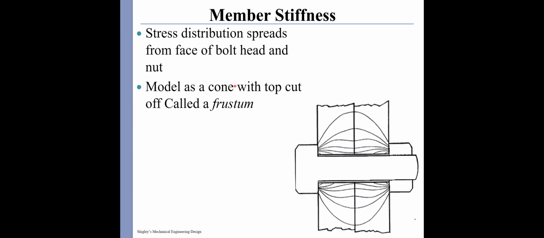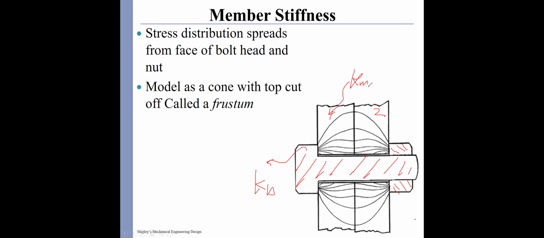Okay, so let's look into the member stiffness. Previously, we defined the bolt stiffness. Now, what is the member stiffness? We have to take into account the stress distribution that spreads from the bolt head and nut, right? And this is modeled as a cone with the top cut off, called a frustum. So we have member 1 and member 2. This is our bolt, and this is our nut, to fasten them together. In the previous slides, we defined the bolt stiffness KB. Now we have to define the member stiffness KM.